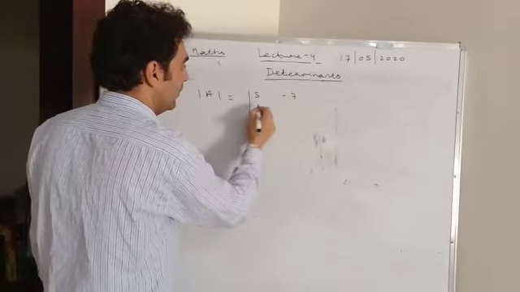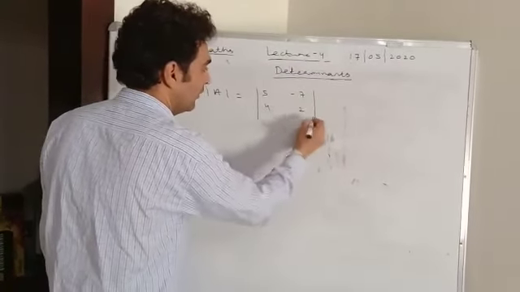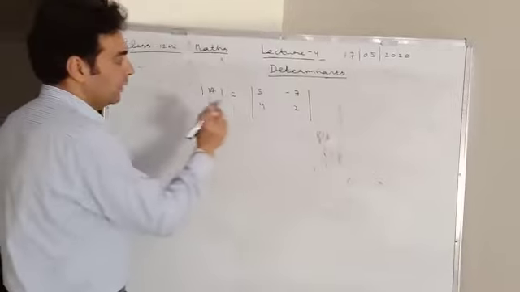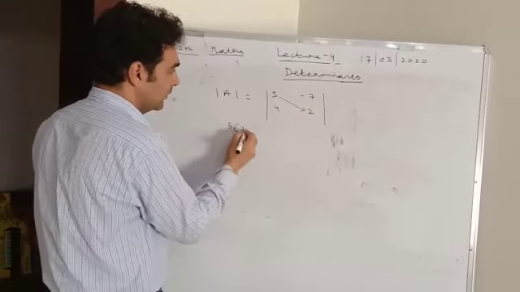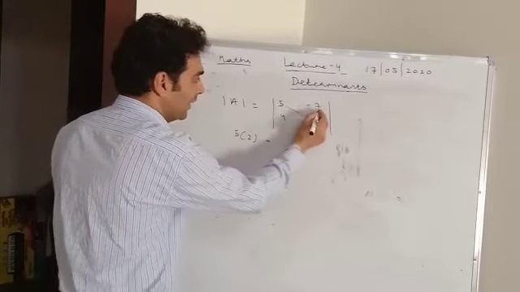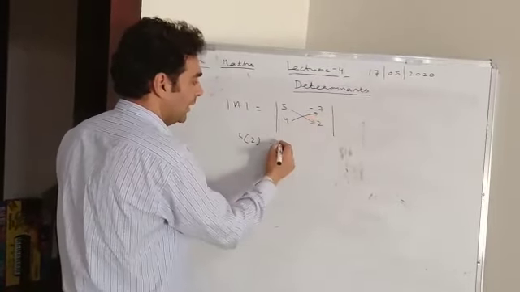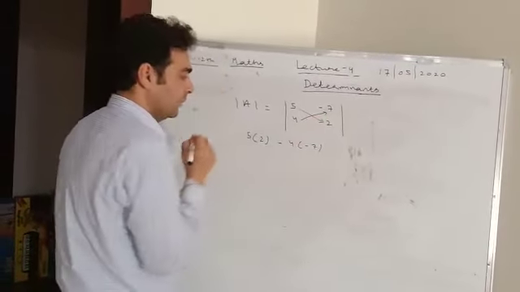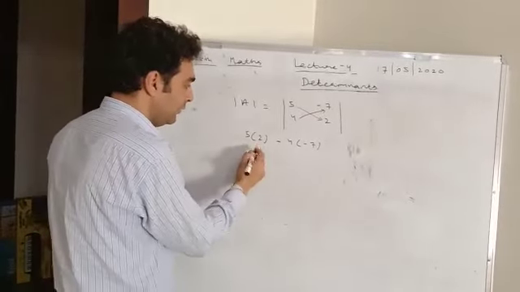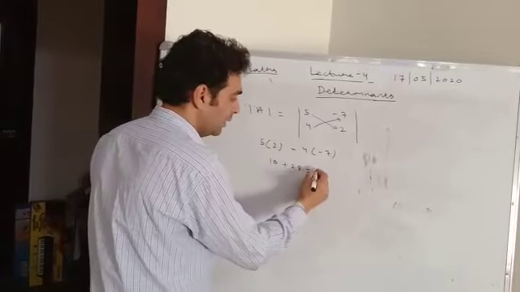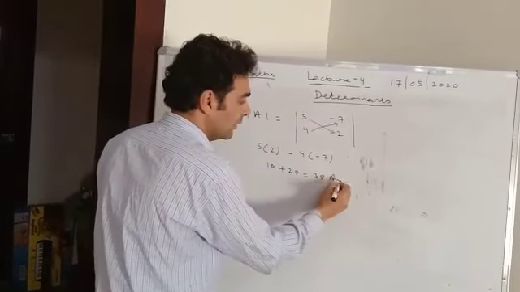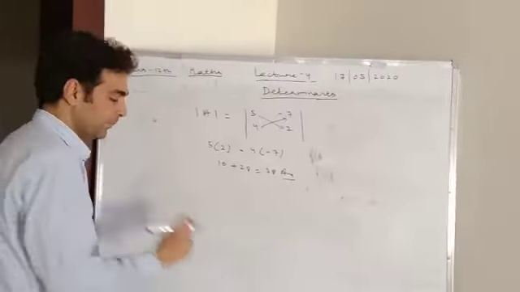5, minus 7, 4 and 2. We have to find out the determinant of this. What will you do? Multiply 5 with 2, with a negative sign, 4 multiplied with minus 7. 5 2 is 10, minus minus is plus, 7 4 is 28, 38 is your answer.